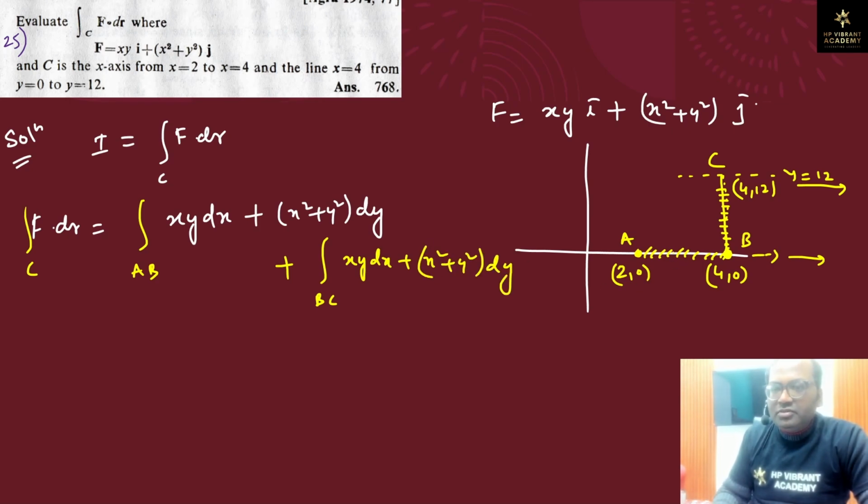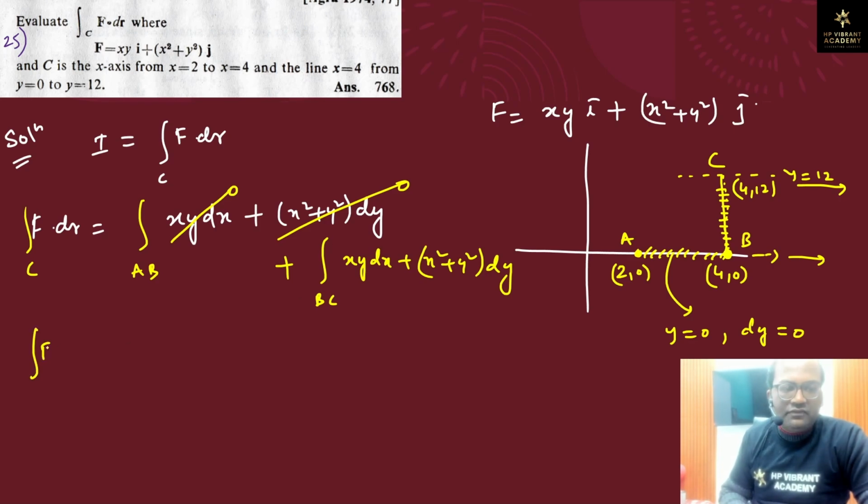So along AB we have y is equal to 0 and dy is equal to 0. So along AB, with y equal to 0, this term will vanish, and we have the value of dy as 0, so this will also vanish. So we are left with the integral along the curve BC.